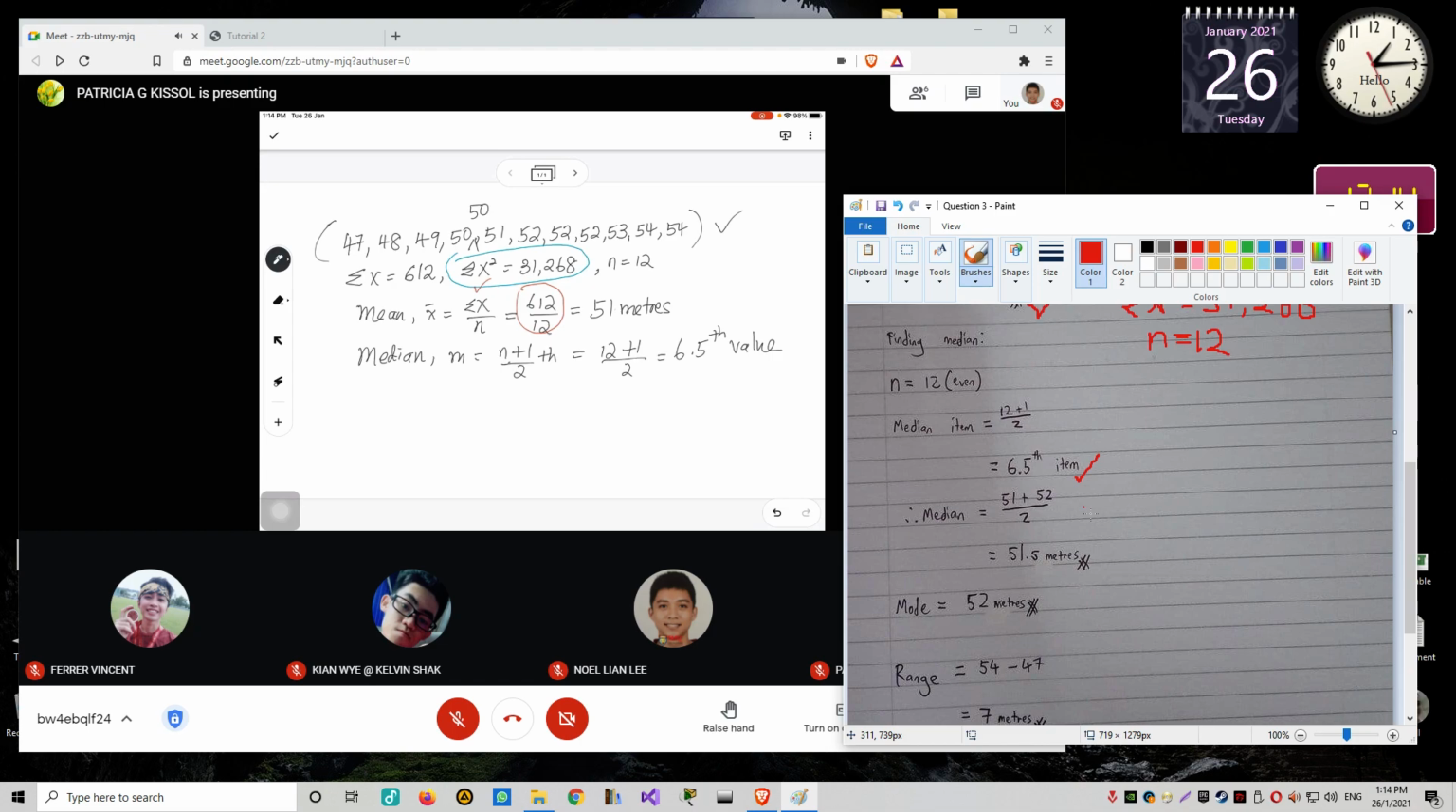So the 6.5 position. Thank you, Noel, for reminding me about the 50 just now. So we have 1, 2, 3, 4, 5, 6. It's between these two numbers. Yes or no? So that means in order to get the median, it is basically 51 plus 52 divided by 2. And that should give us 51.5 meters, is our answer. Any question, class?